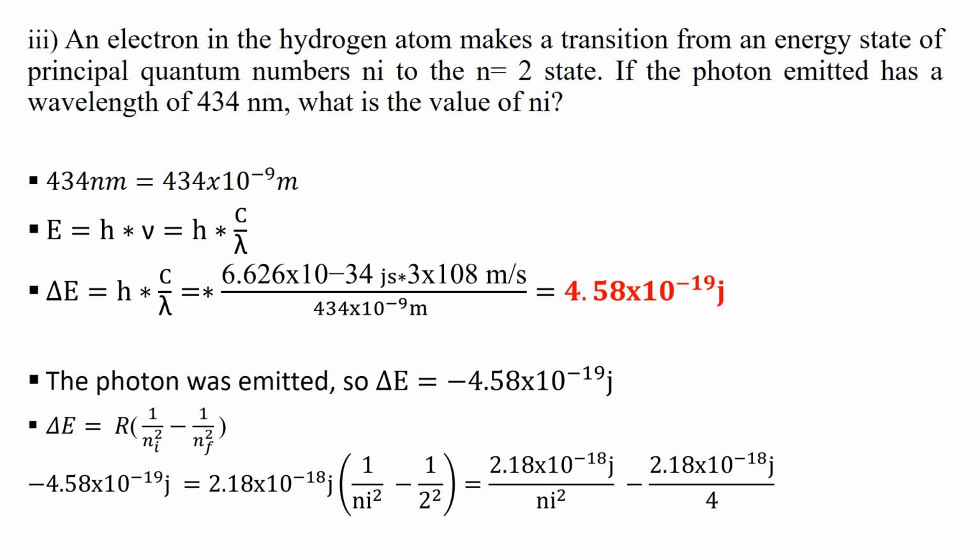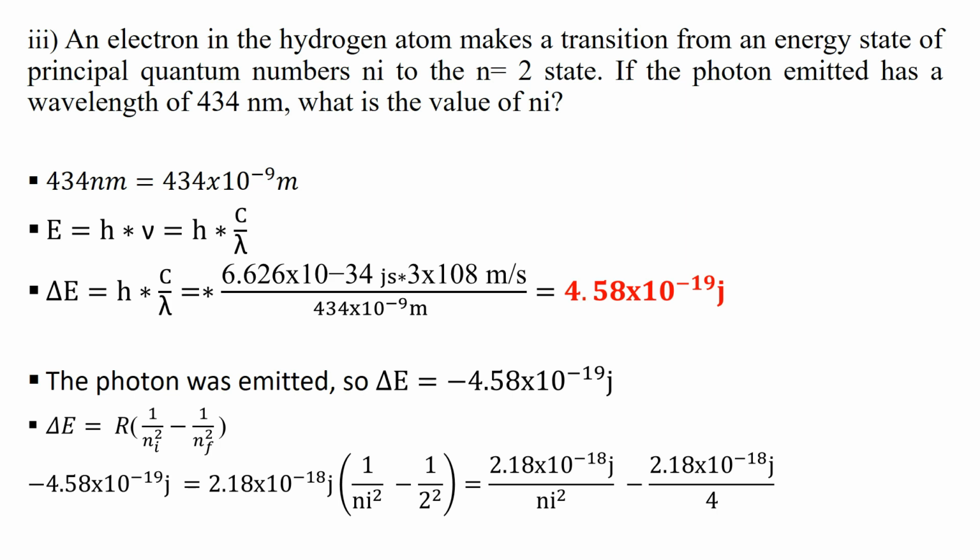Now they are saying the photon is emitted, so we need to put the negative sign. That means that there is a loss of energy. Then the change in energy will be equal to minus 4.58 times 10 power negative 19 joule. We replace in the formula with a minus sign because the energy was emitted. Of course, I told you that the energy cannot be negative. This negative sign is to indicate that there is a loss of energy.